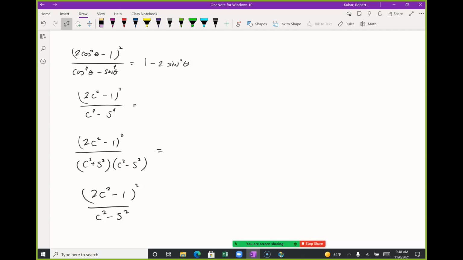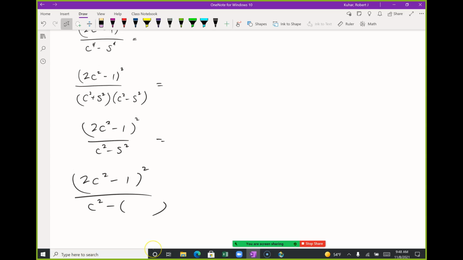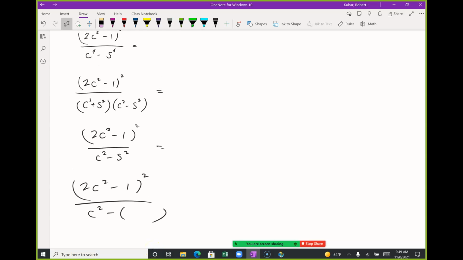I have a feeling that since I have cos squareds upstairs, I'd like to have only cosines downstairs. Just a gut, right? But remember also when I see a trig squared, I'm thinking Pythagorean. So what can I do downstairs here with my sine squared? What can I put in there? Sine squared is equal to 1 minus cosine squared.